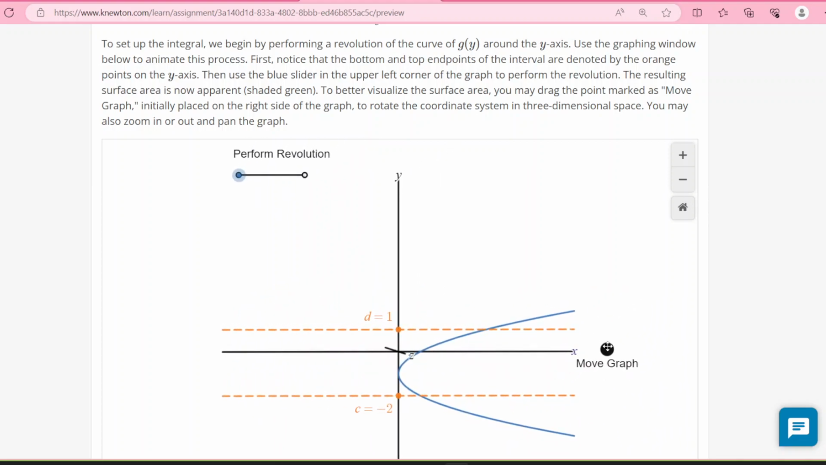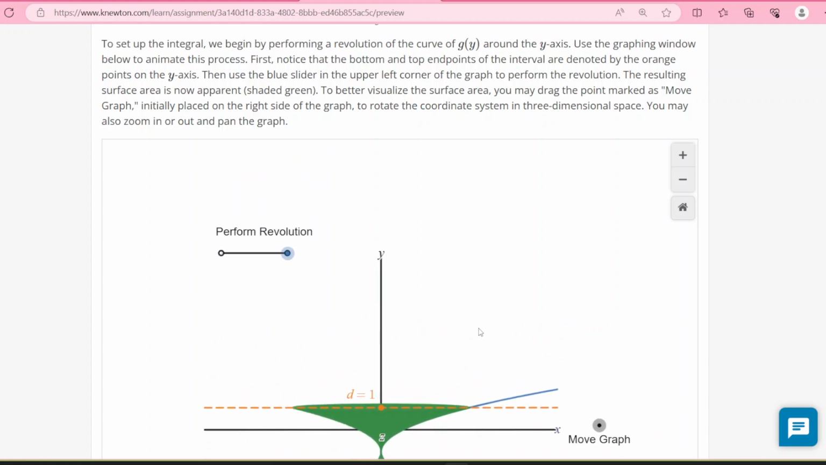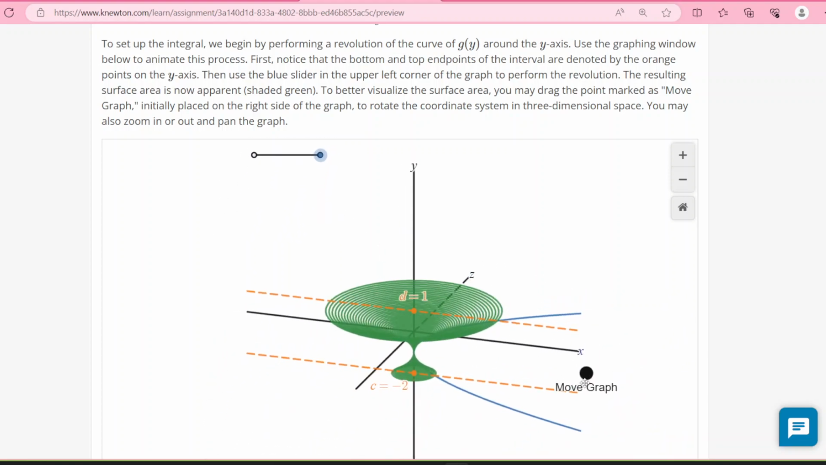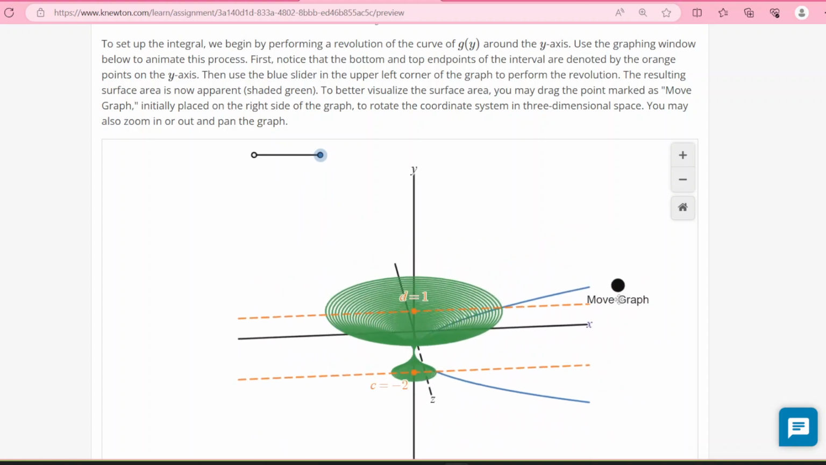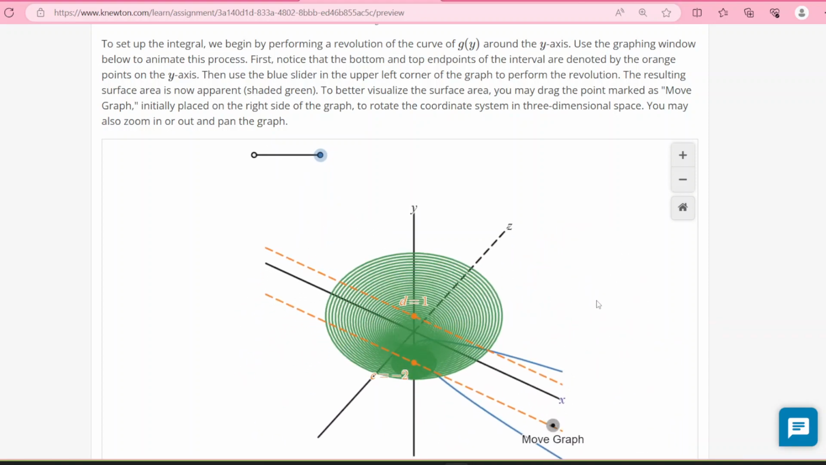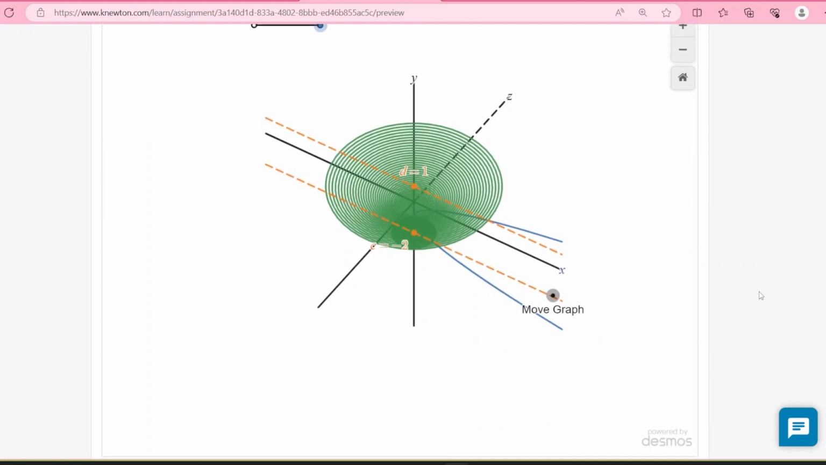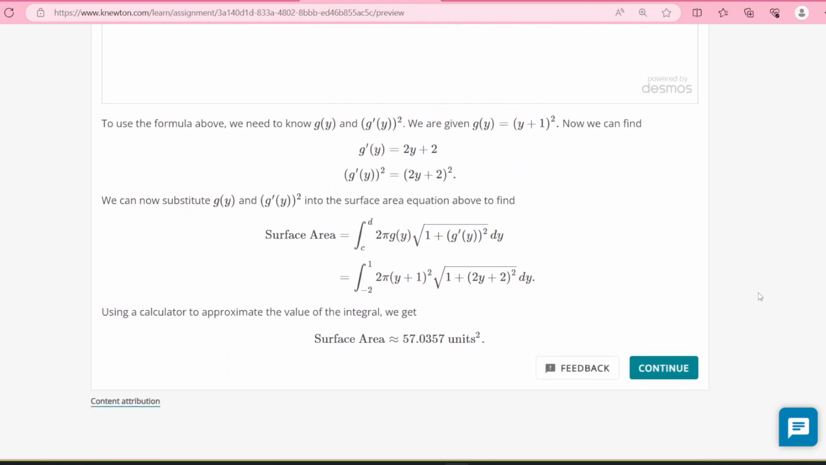Look at it this way. So you got your x-axis, y-axis. Here's this parabola, right? We're only looking at between -2 and 1, though, on the y-axis, right? y equals -2 to y equals 1. So just this little piece here. Revolve it around the y-axis, and you see the tornado shapes being created, right? Little tornado up there, tornado down there, right? And we just found the area of all that surface, about 57.0357 square units. Right? Wonderful.